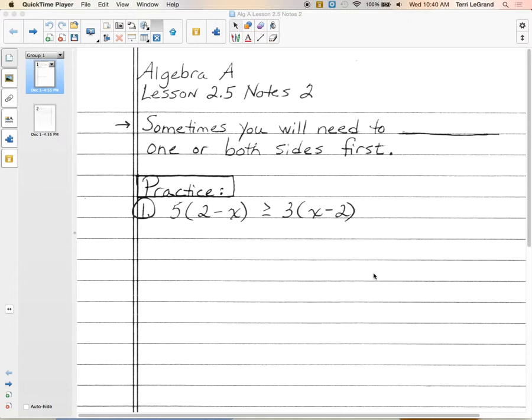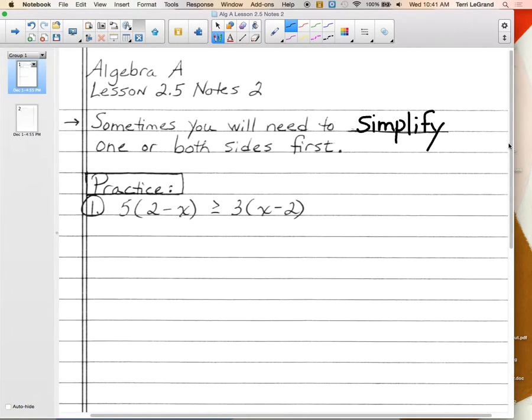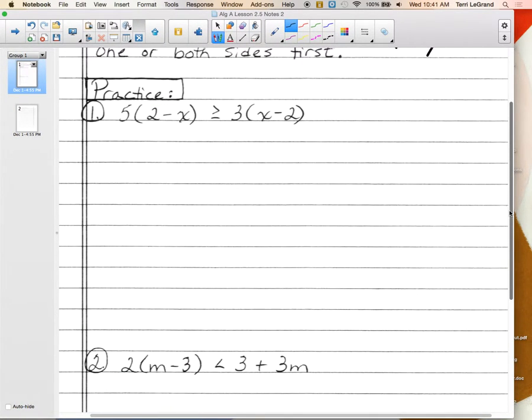So we're going to say right here, fill in the blank. Sometimes you will need to simplify one or both sides first. So you're going to look at both sides and you're going to say, do either or both need to be simplified before I go about doing the same thing on both sides to solve it? Okay? So sometimes we're going to have to simplify them first, and then we'll go about solving them. So let's just start practicing here.